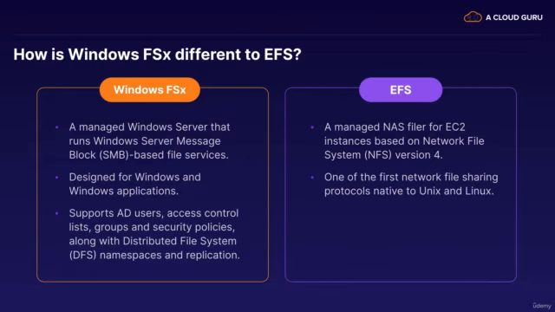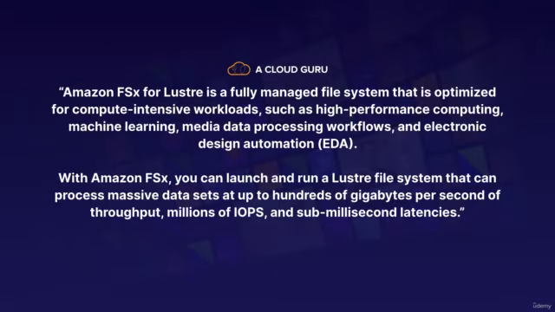EFS is a managed NAS filer for EC2 instances, and it's based on the Network File System protocol, NFS version 4. So NFS version 4 for EFS. And it was one of the first network file sharing protocols native to Unix and Linux. And Amazon do not support EC2 instances that are running Windows to connect to EFS. It's Linux only. So it's pretty simple. When would you choose Windows FSx? If you need SMB-based file services. If you're running Microsoft applications. You choose EFS if you are doing Linux and you need shared storage.